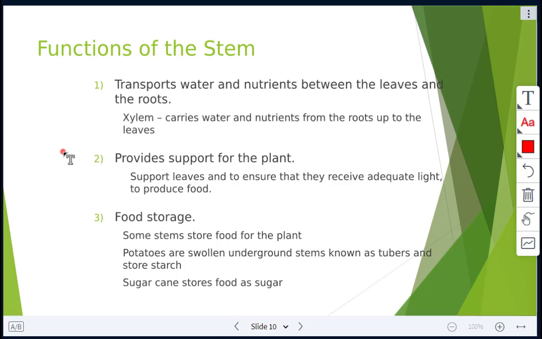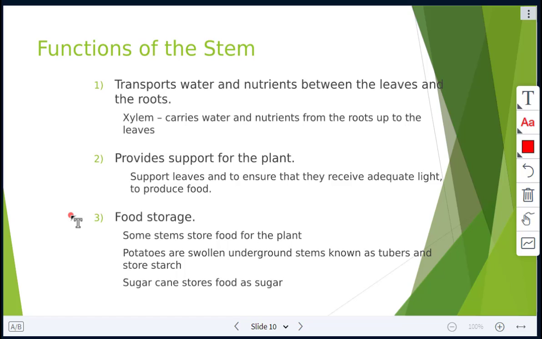Another function is providing support for the plant. So the leaves need to be supported, so it supports leaves. And also, when the leaves are supported, it ensures that the leaves are receiving enough light to produce food via photosynthesis. Stems also function as storage for food.